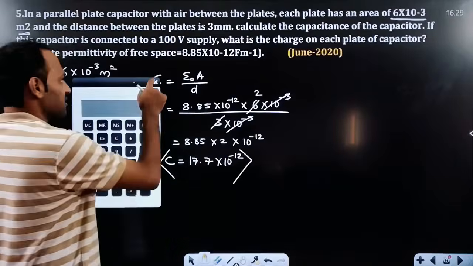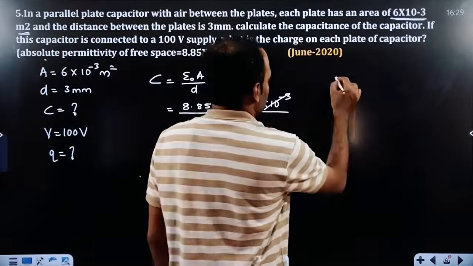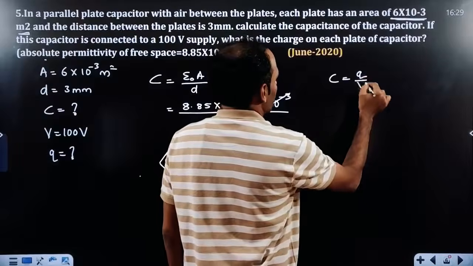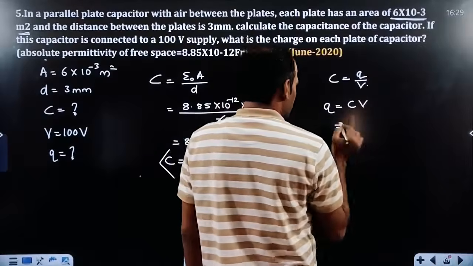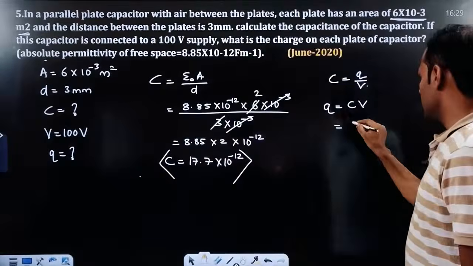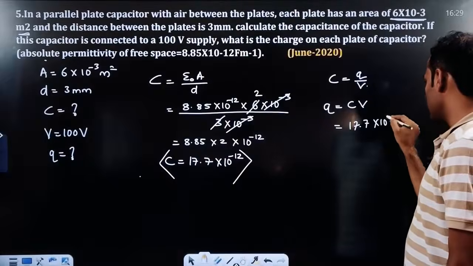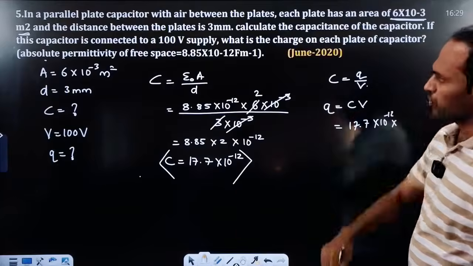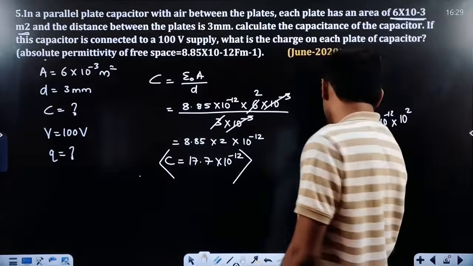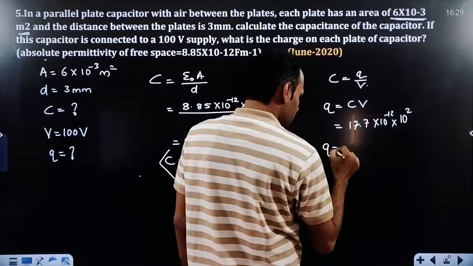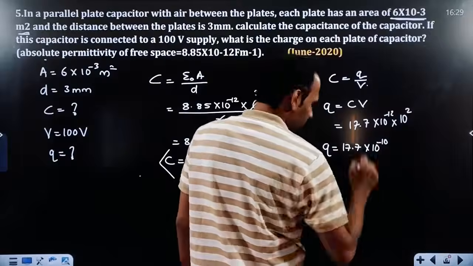So that is our capacitance. Correct? After that, we want to calculate the charge now. See, C is equal to Q divided by V. We know this. So Q will be equal to C into V. Right? How much is C? C we already have. That is 17.7 into 10 to the power minus 12. How much is V? What is the potential given? Potential is 100, which we take as 10 raised to 2. So charge will be equal to 17.7 into 10 to the power minus 10.